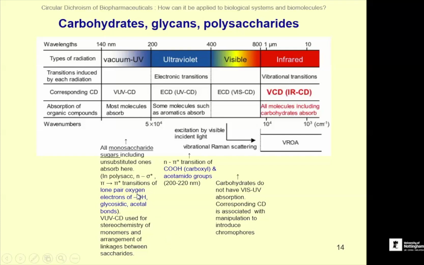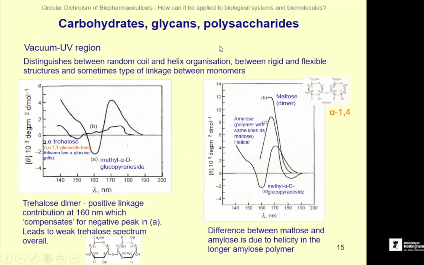Why do transitions occur here? It's because you're looking at lone pair oxygen electrons of OH groups and glycosidic bonds and acetyl bonds in this case. Okay. There are also carboxyl group and acetamido group containing carbohydrates, which you can look at more conveniently in the traditional far UV and near UV regions though. So it depends on the polysaccharide as to what groups they've got and whether they can be seen in CD. So it can be done.